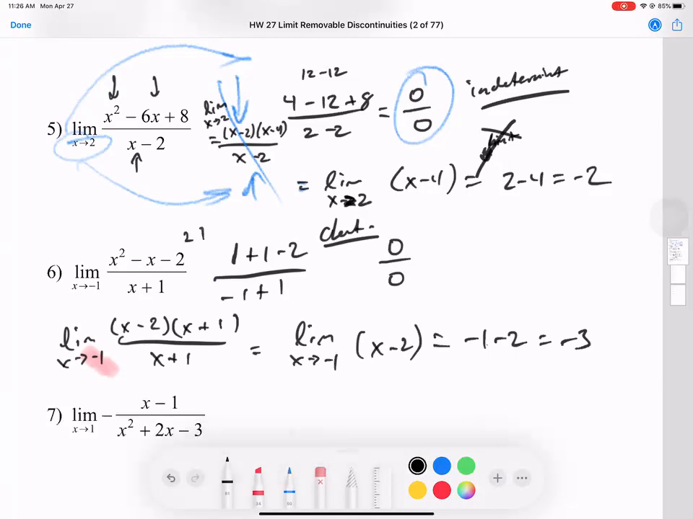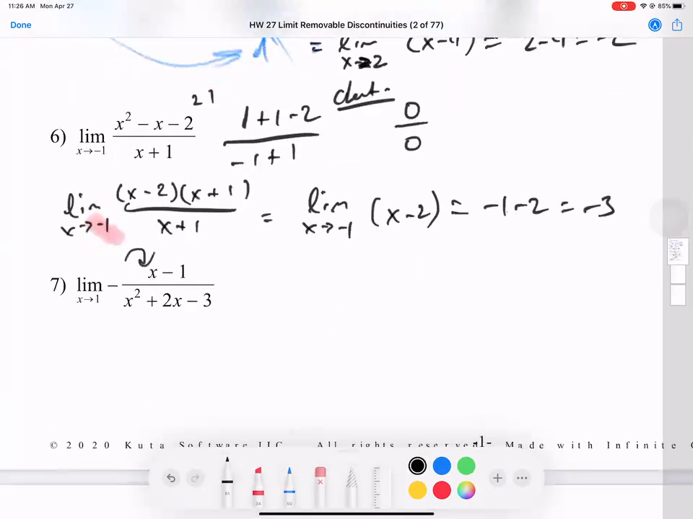Okay, so practice factoring. First, plug it in to check if you get lucky. If you don't get lucky, factor and replug it back in.